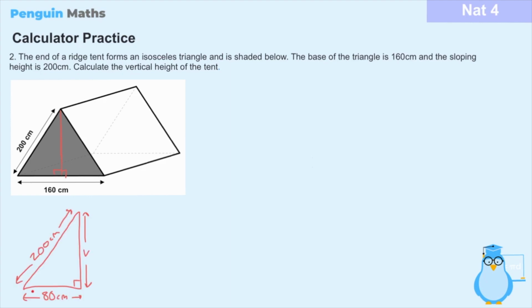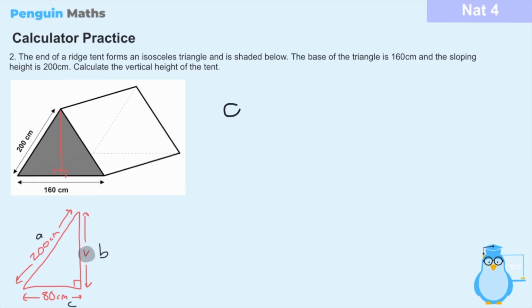So here we have half of the base, which was 80 centimetres, we have the sloping height, which was 200, and then we have the vertical height, which we want to figure out, and I've just labelled that as V. And we can see that because we have a right angled triangle, we have two known sides and one unknown side. That means that we can use Pythagoras in order to solve this problem. So first of all, what I'm going to do is label the sides A, B and C to fit into Pythagoras' theorem. So the hypotenuse is always A, and the two other sides are B and C.